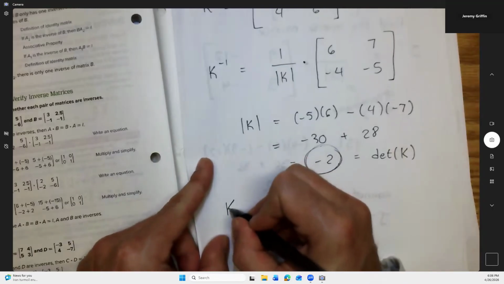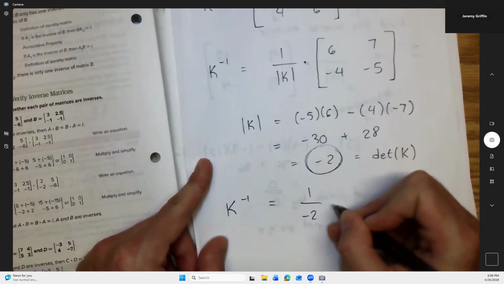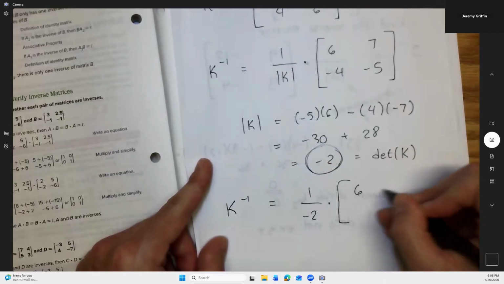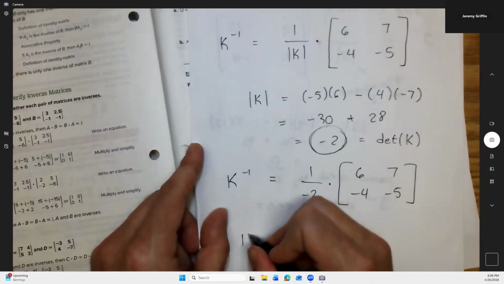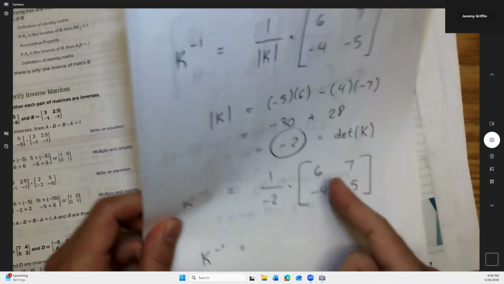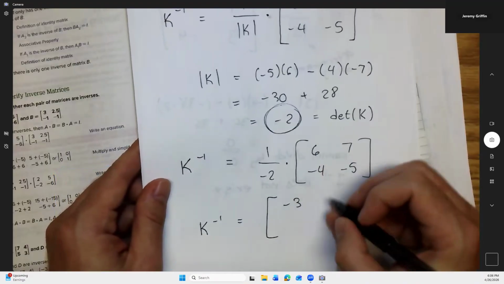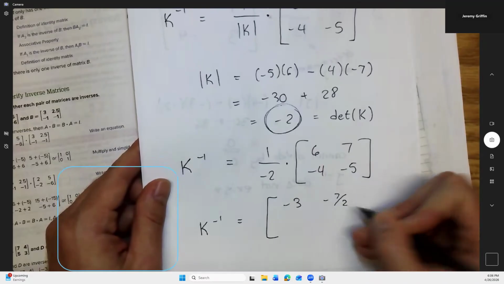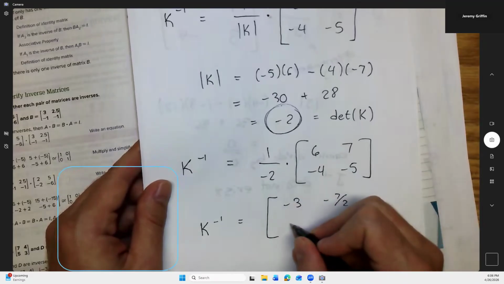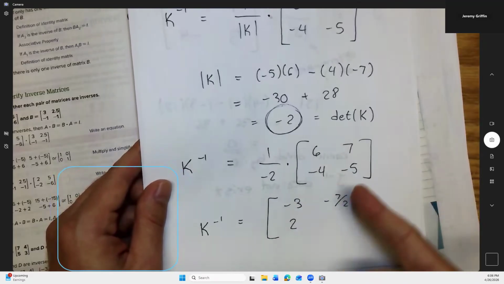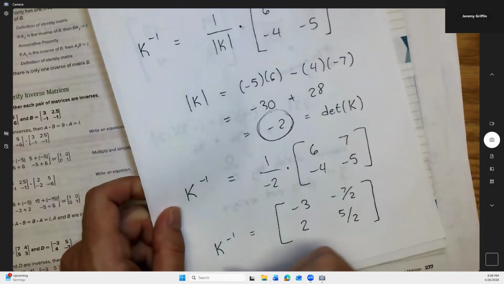So back to the original puzzle we're trying to solve here: 1 over -2 times 6, 7, -4, -5. So let's see. 6 over -2 is -3. 7 over -2, you could write this as an improper fraction, or you could do a decimal if you like, -3.5. Negative over negative, the negatives cancel, 2. And then over here. So I think this right here should be the inverse.